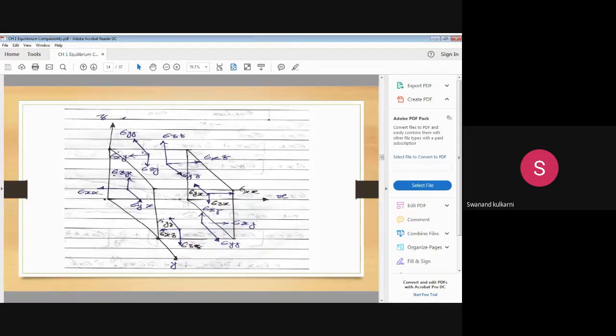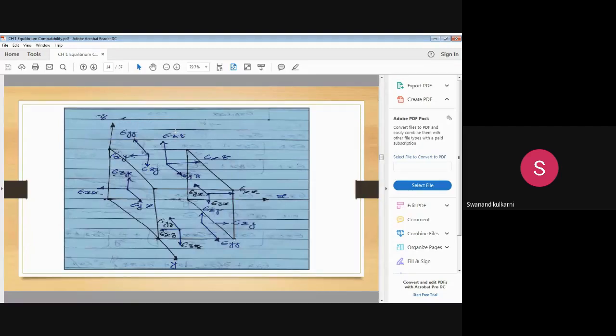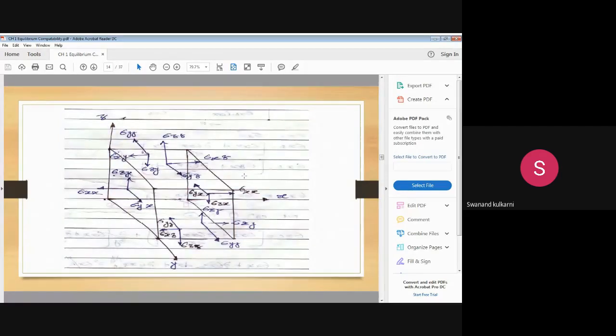Okay. See, during the last lecture we were discussing this particular figure, and in that figure we discussed three axes: this one is x axis, this is y axis, this is z axis. So the stress along x axis, here we have given the notation. What notation is used? The notation used is sigma xx.